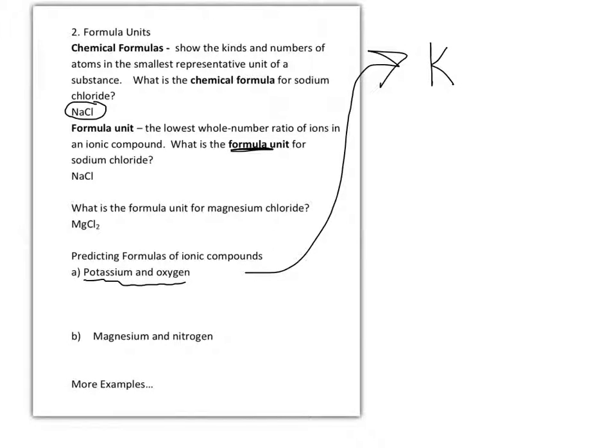Potassium is in family 1. It has 1 valence electron, and oxygen is in family number 6. So it has 6 valence electrons. 1, 2, 3, 4, 5, 6. Okay? Now, remember, the goal is to have 8.